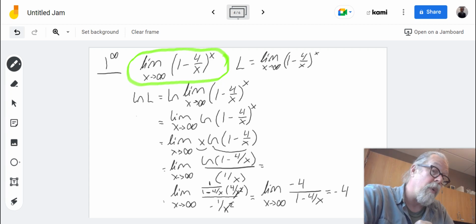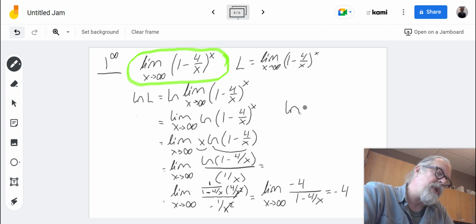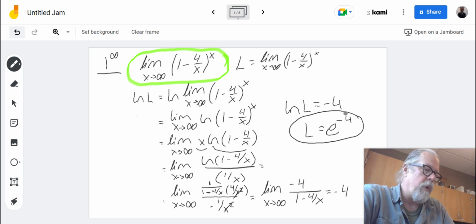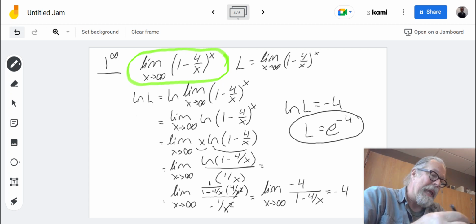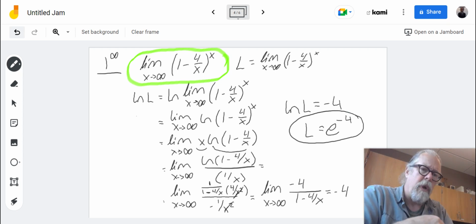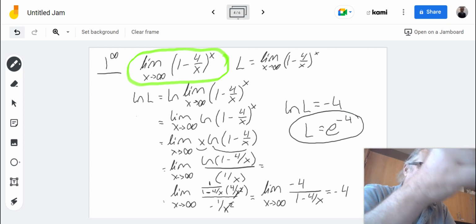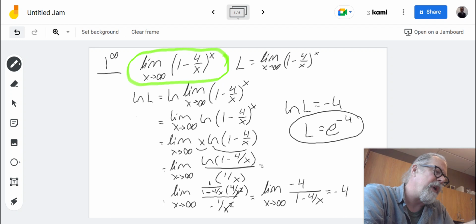Now careful, I'm not quite done. This means that the natural log of my limit is negative 4, which means that my limit is e to the negative 4. So again, I had a power. I use natural logs to move the power out, and now I can do fun things.